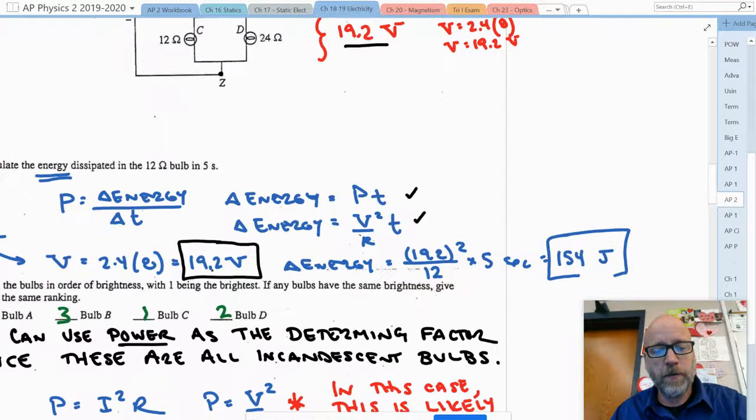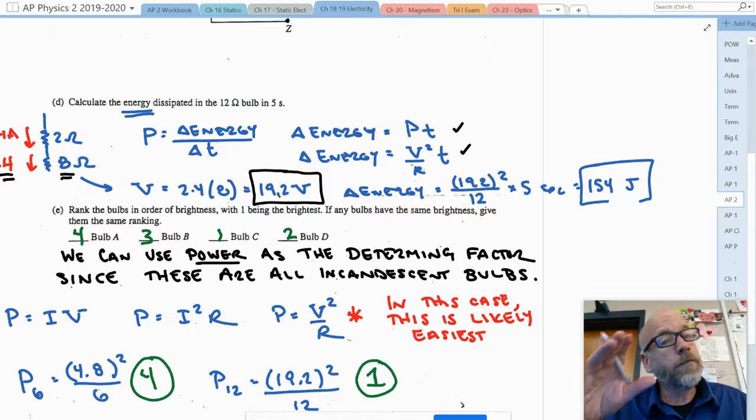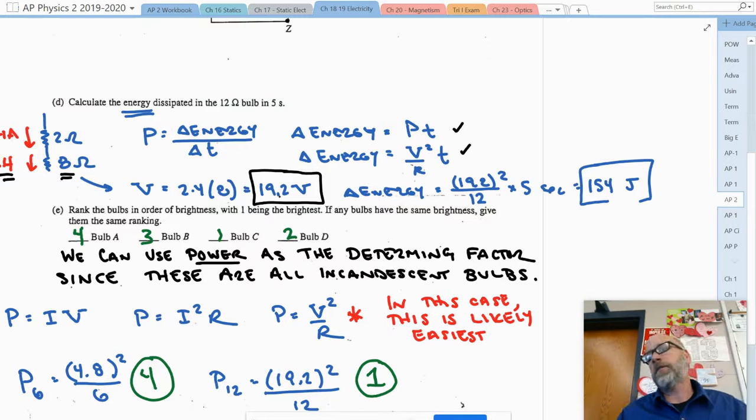Now next, rank the bulbs in order of brightness. Oh, this is like a tipper, with 1 being the brightest. If any bulbs have the same brightness, give them the same ranking. Now, some people may think that the voltage drop would tell you the brightness. Others may think it's just the current. But really, it's the electrical power, the rate of change of energy, that would be the easiest to use.